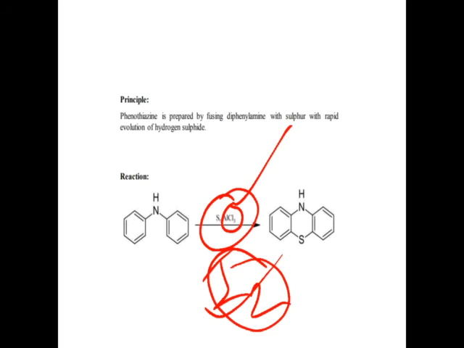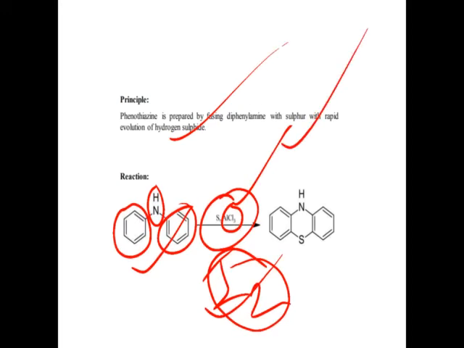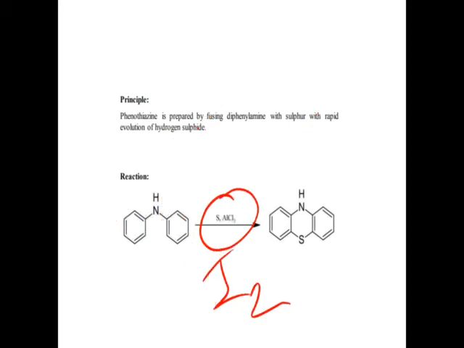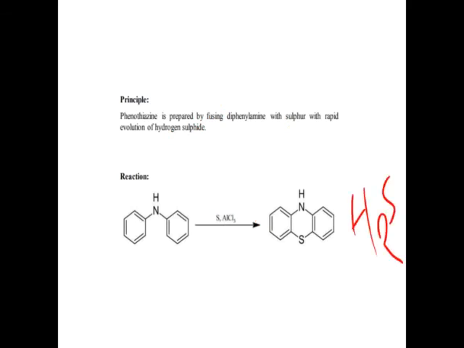So here we are using the iodine as a catalyst. Okay, so phenothiazine is prepared from diphenylamine. Diphenyl means two phenyl groups and this is an amine. So diphenylamine reacts with sulfur, and during the reaction, as we know, H2S gas is released. Now here, actually, it requires 2 molecules of sulfur for the reaction.